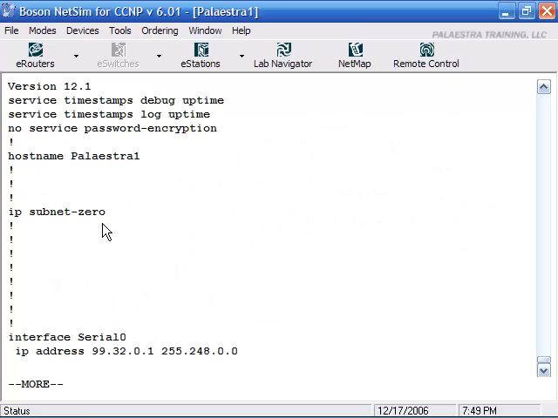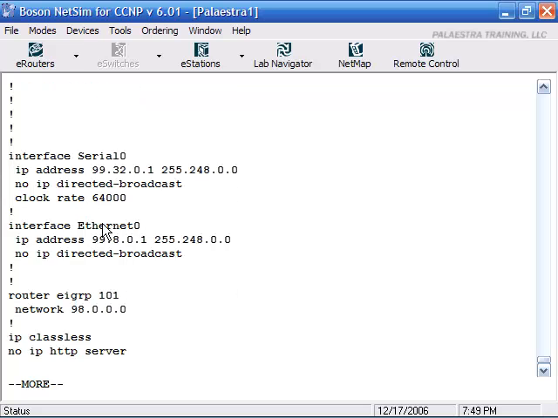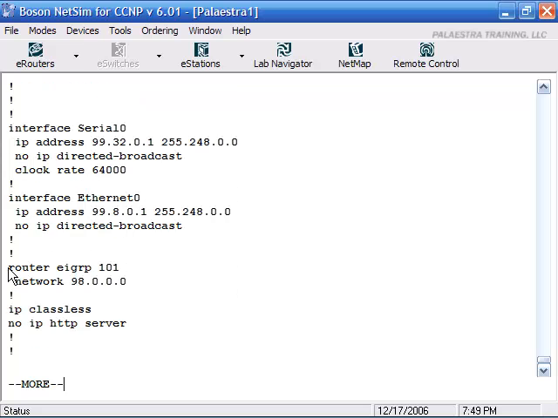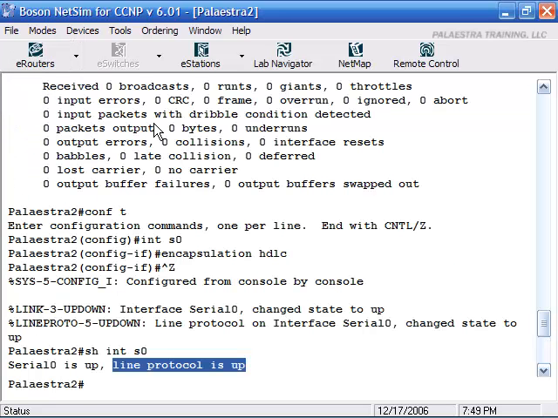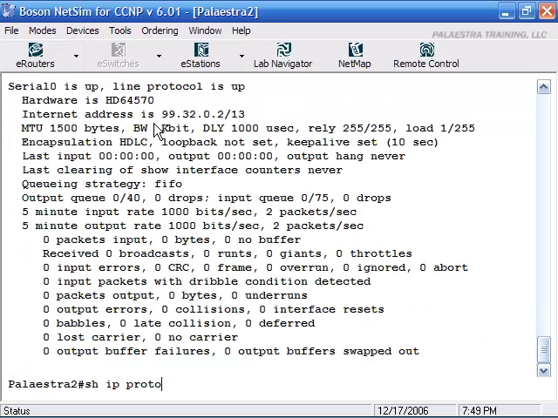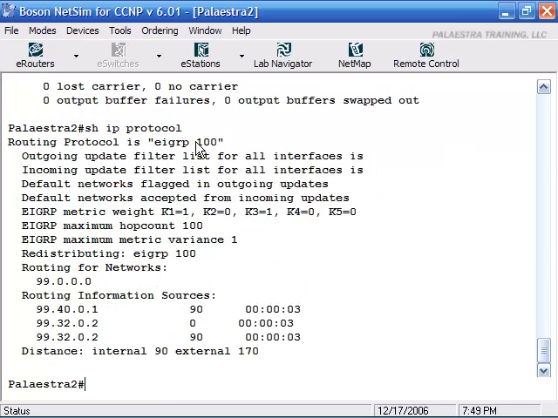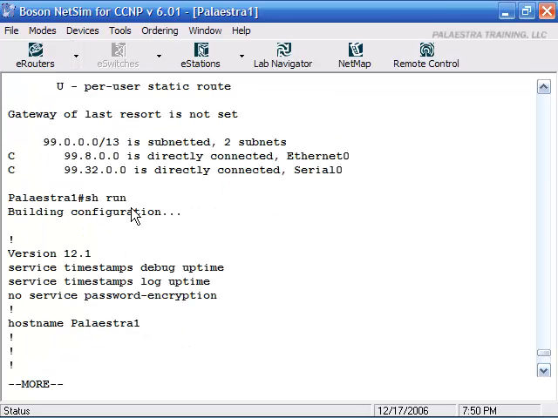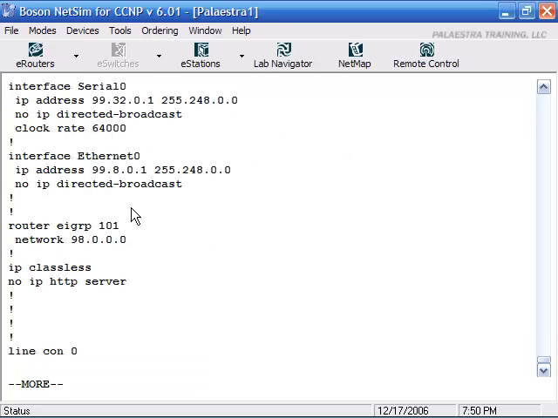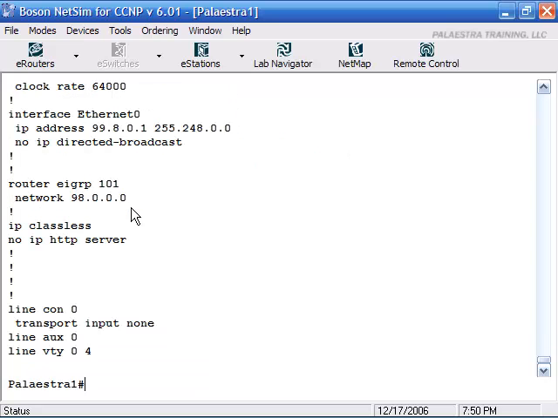I'm going to do a show run again. And I look here and I see router EIGRP and the autonomous system number is 101. I'm going to check the autonomous system number on Palestra 2 with a different command. Show IP protocol. And here I see EIGRP is 100. So on Palestra 1, the wrong autonomous system number is there. If I forget the command to change the autonomous system number, all I have to do is look at the running config.